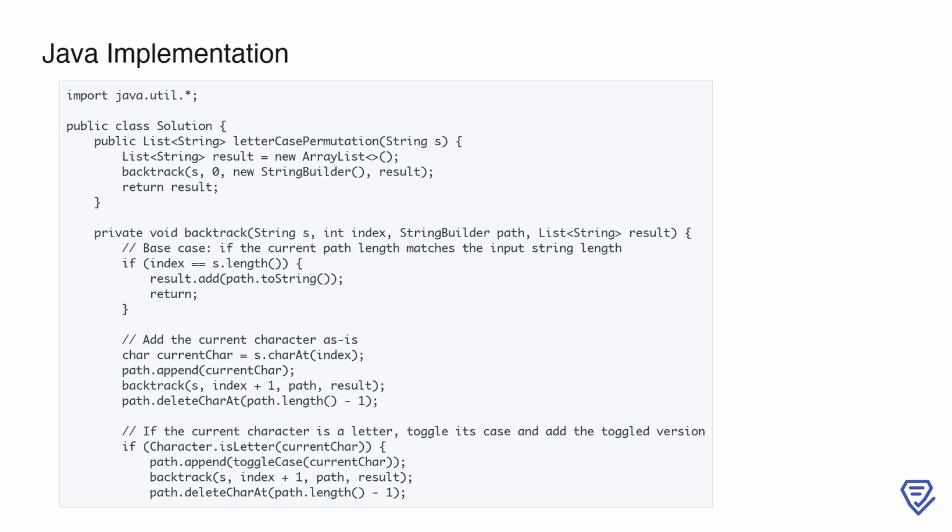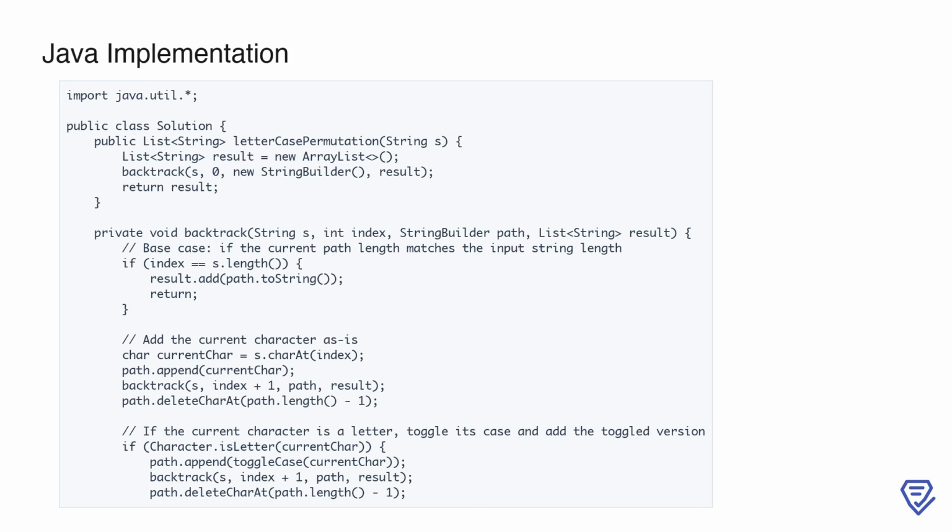Inside the backtrack method, we first handle the base case when the index reaches the length of the string. At that point, we add the current path to the result list and return, as there's nothing more to process. Next, we look at the character at the current index. We add it to our path as is and recursively call backtrack for the next index.